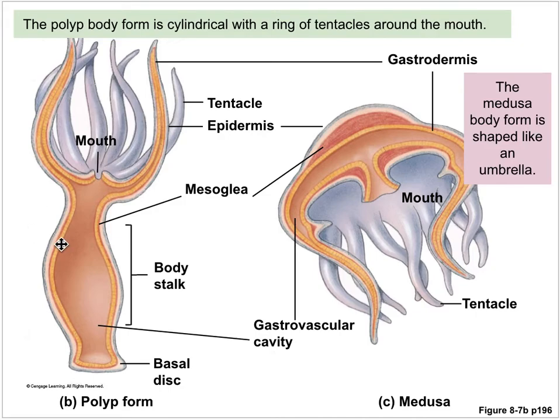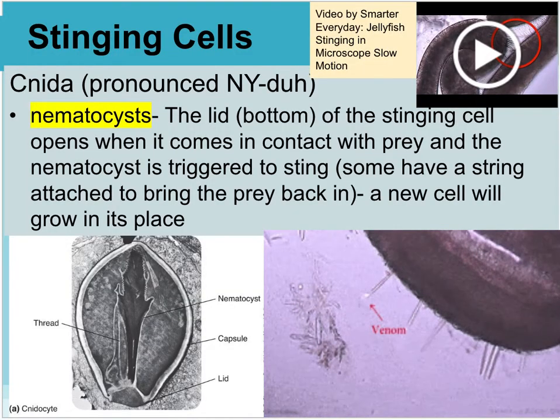So this is the polyp form, and this one has just the tentacles around the mouth, and this one is called the medusa form, the classic umbrella-shaped jellyfish that most people think of when they think of a jellyfish. So there are stinging cells.